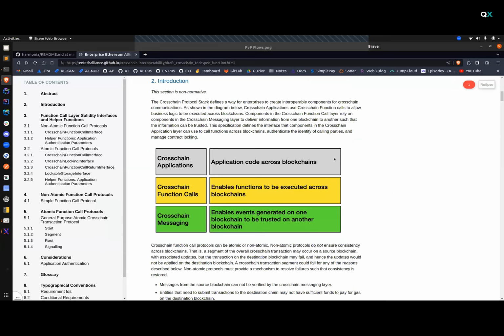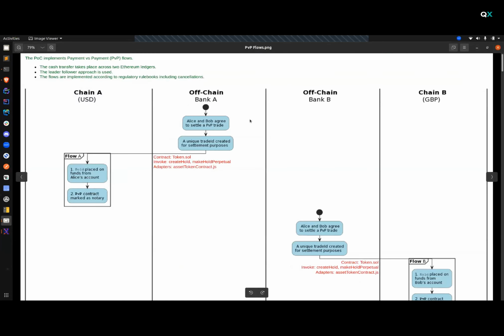You'll have an application layer containing your business logic. You'll have a cross-chain function call layer, which will enable you to do generic remote function calls to Ethereum. And it will speak to a messaging layer, which will be responsible for verifying the cryptographic proof that comes with this remote function call. So those are the two flows that we're going to be talking about.